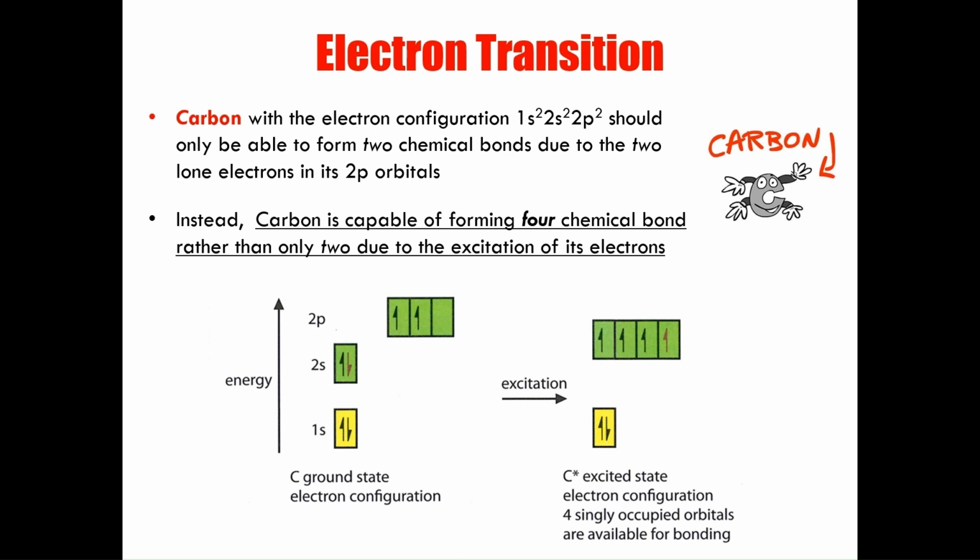Well, for carbon to have 4 singly occupied orbitals available for bonding, the energies of the electrons in the 2s orbital need to merge with the energies of the electrons in the 2p orbitals to create an orbital level between those 2 orbitals that has 4 electrons of equal energy.